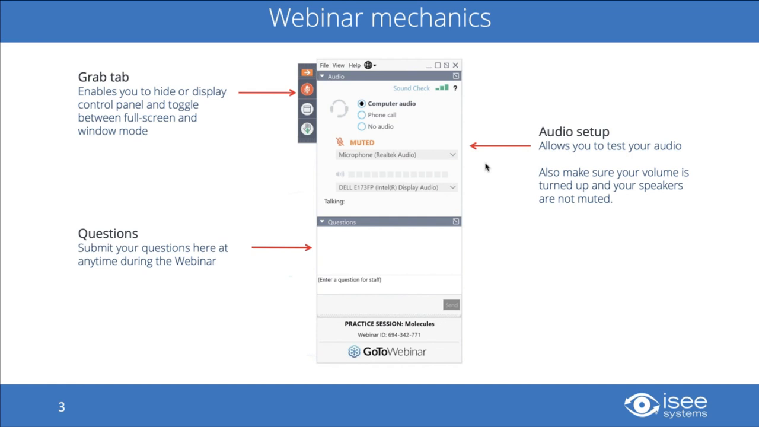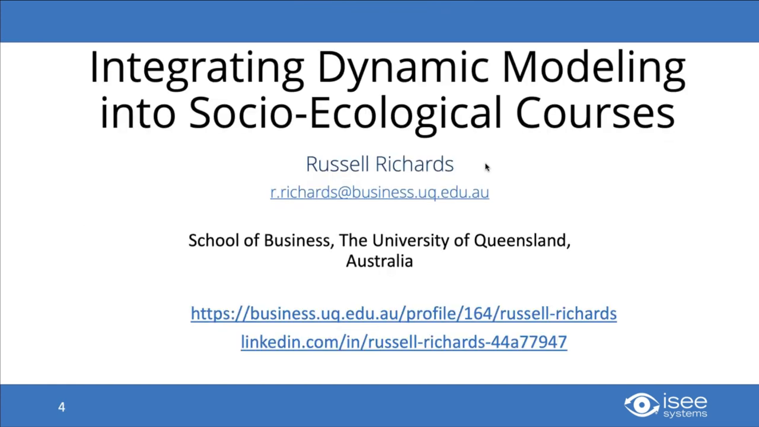And now allow me to introduce today's presenter. Russell is currently a senior lecturer at the University of Queensland Business School in Australia. His research interest includes using dynamic modeling to understand and manage socio-ecological systems. He has used his expertise to develop decision-making tools that help with better management where humans derive benefits from coastal ecosystem services. We are very grateful to have Russell here today with us.